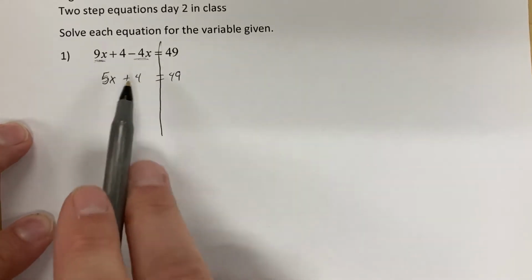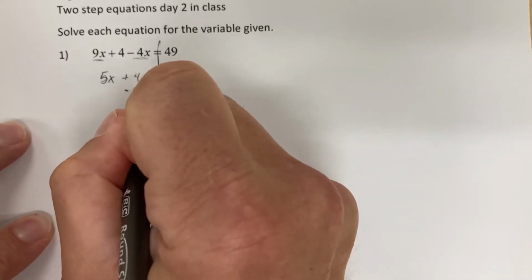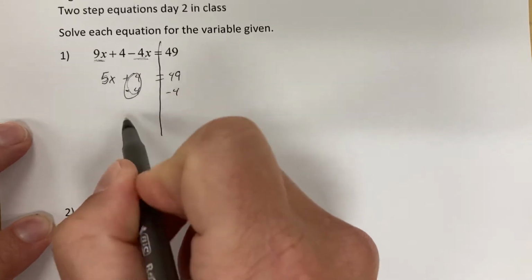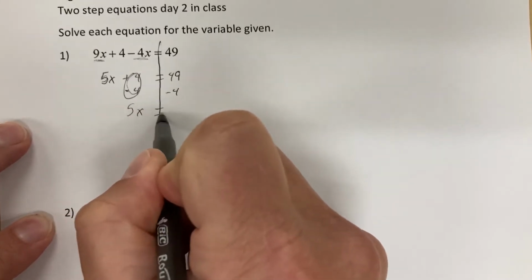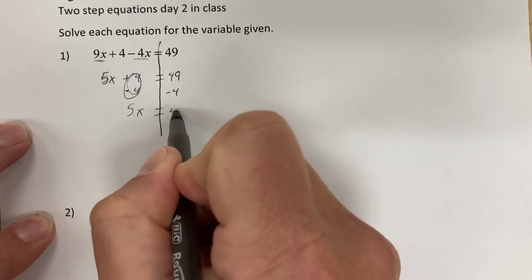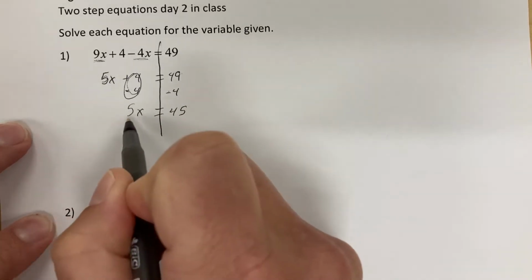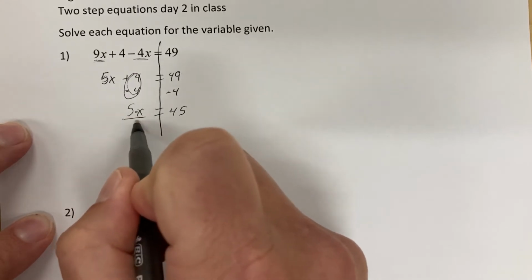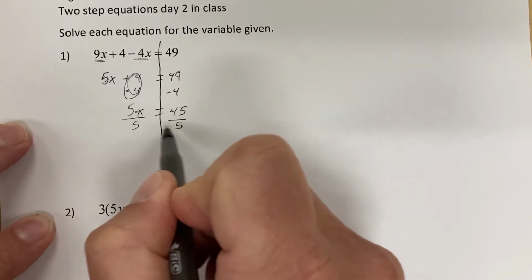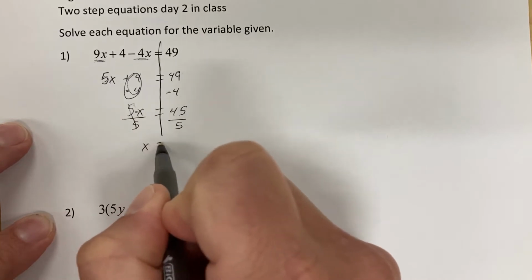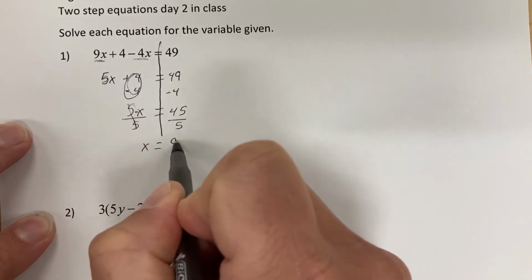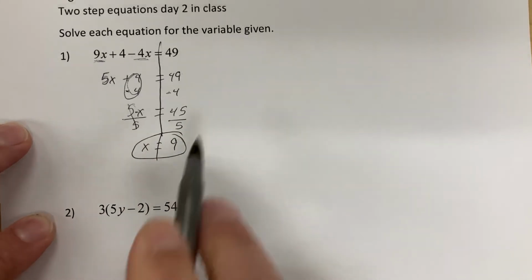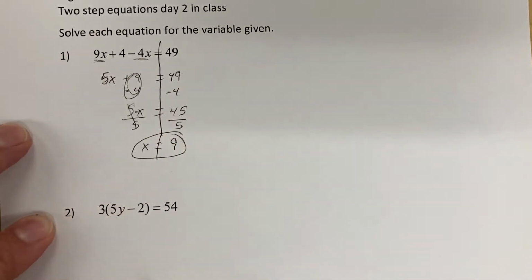So to get rid of a plus 4, let's just go minus 4 to both sides. All right, so that goes away. And now I've got 5x equals 49 minus 4, which is 45. And since this is 5 times x, the opposite of multiplying is dividing. We're going to divide by 5, and we end up with x equal to 45 divided by 5, which is 9. All right. And that's our answer. We can plug that back in if we want and try it. It should give us 49.